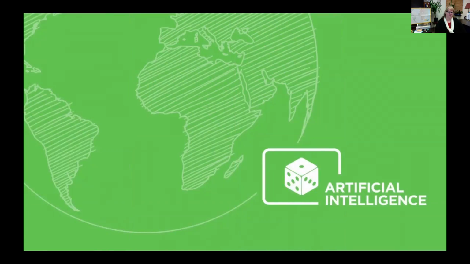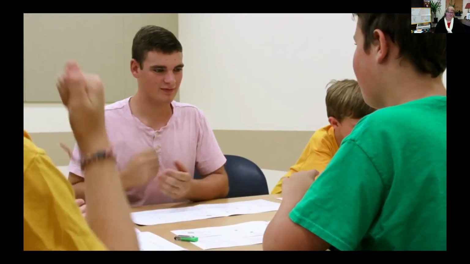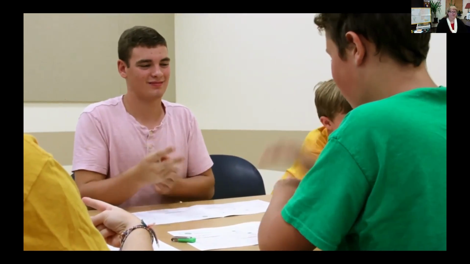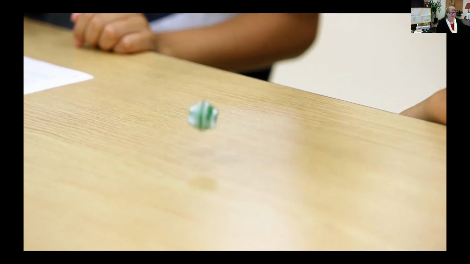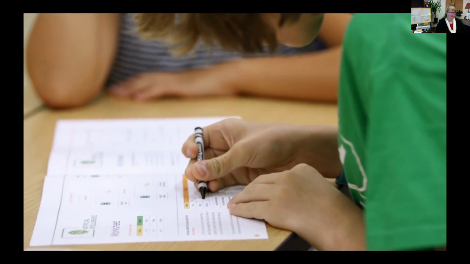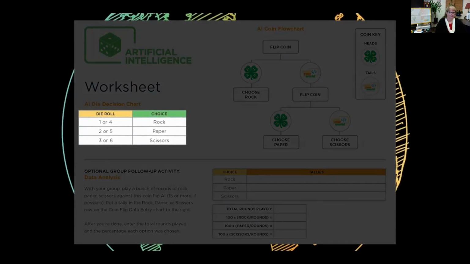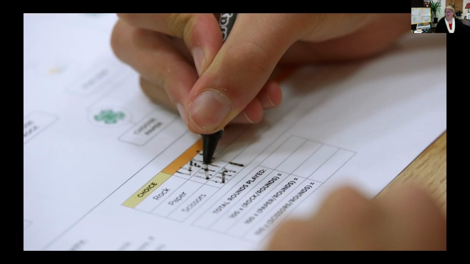The next activity helps kids understand how artificial intelligence, or AI, can be used to make decisions with a simple game of rock, paper, scissors. In Part 1, kids work in groups to play rock, paper, scissors with dice and learn about random number generation, an important component of many computer programs. Use the die decision chart to convert your dice rolls into rock, paper, scissor moves.